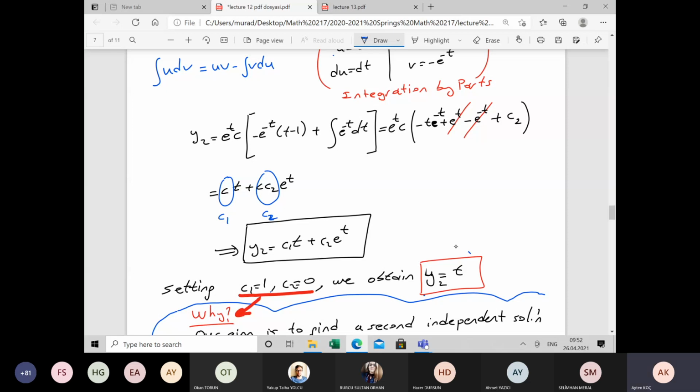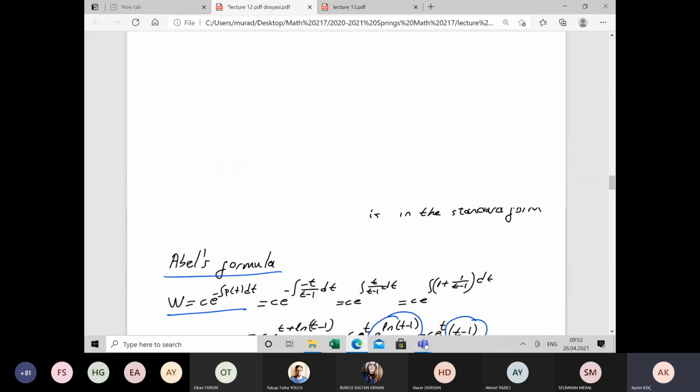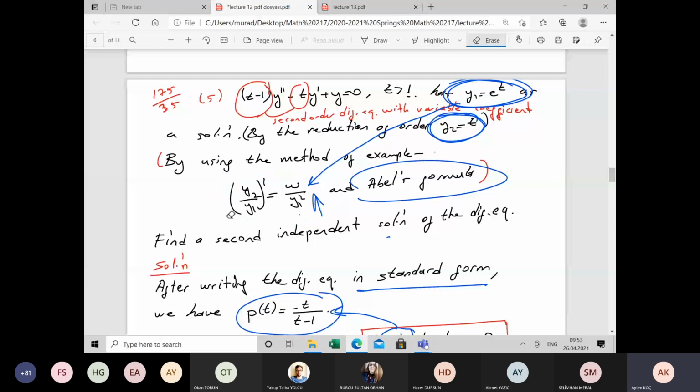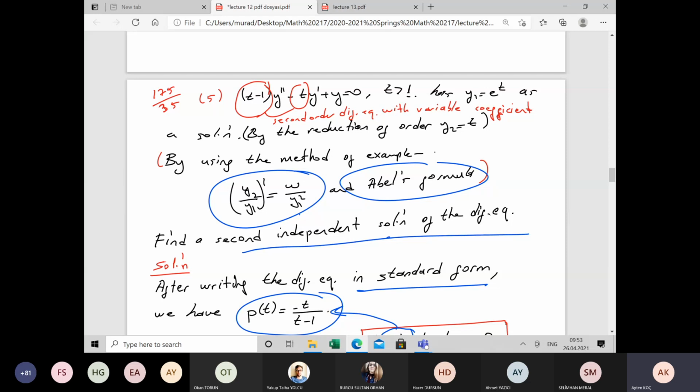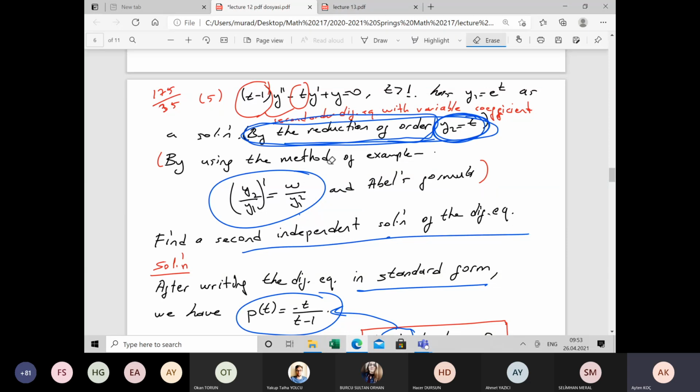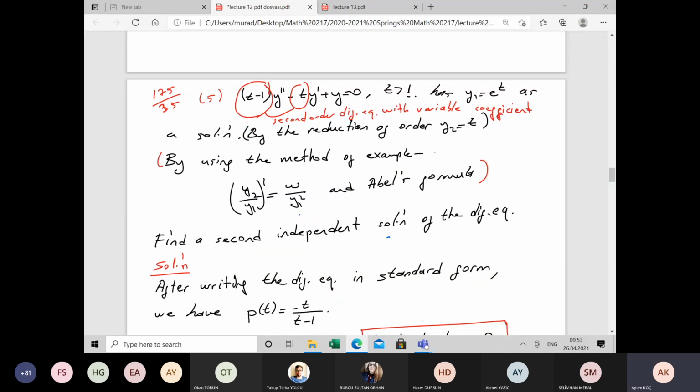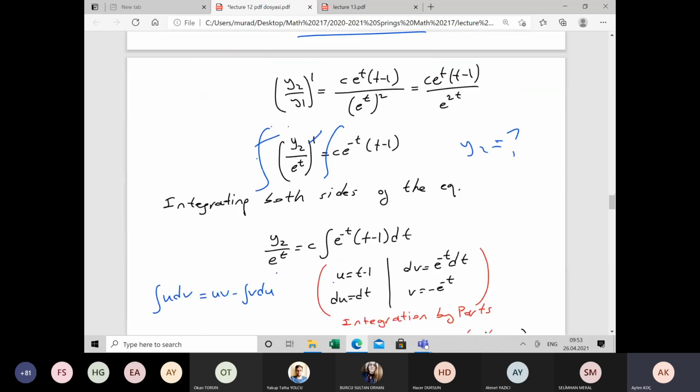But this one is the first method. Let's come back to our question: find the second independent solution using Abel's formula. And the second method: find the second independent solution by reduction of order. Using reduction of order to get the second independent solution. Okay, let's apply this method now.